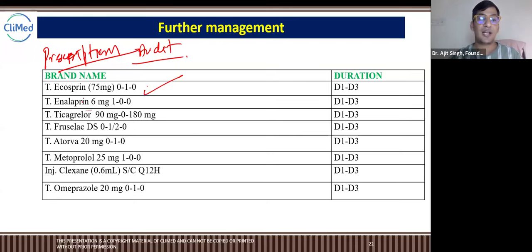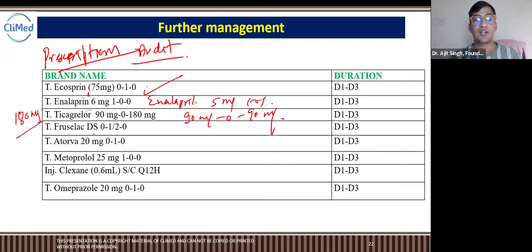Enalapril, the spelling is a mistake, first of all. I'll not take time, I'll not ask you guys because we are late, right? Enalapril 5 mg once daily must be there. Ticagrelor dose must be 90 mg, not 180 mg at once, because Ticagrelor highest dose is 180 mg per day. Okay, Frusilac DS, why have we given Frusilac DS here?